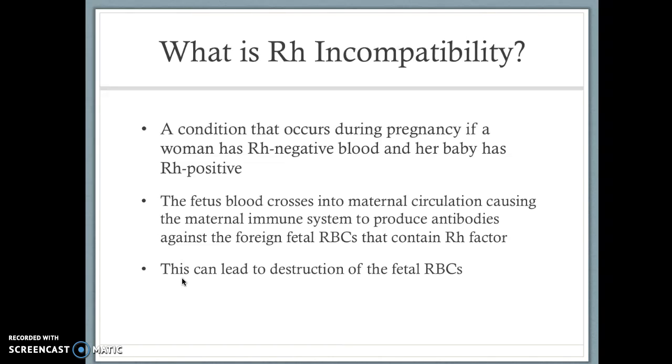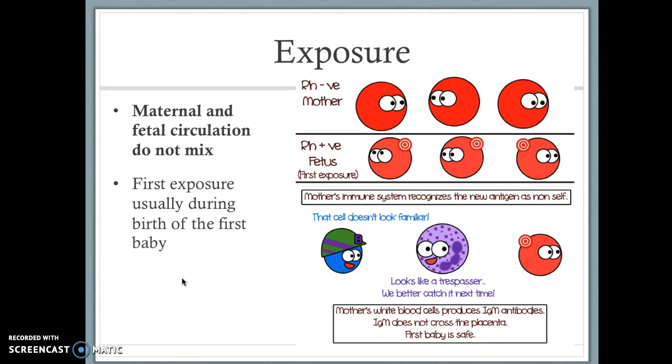This can lead to the destruction of the fetal red blood cells when the maternal RH antibodies attack the fetal red blood cells that have the RH factor. Maternal and fetal circulation do not mix. Their blood meets at the placenta, but it never crosses. And the first exposure is usually during the birth of the first child.